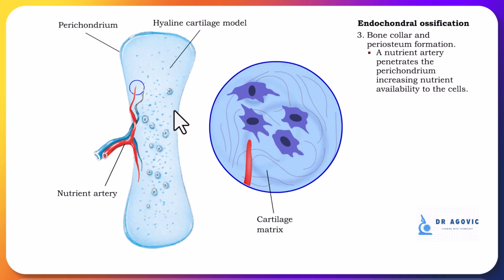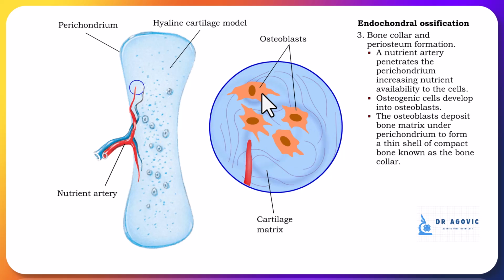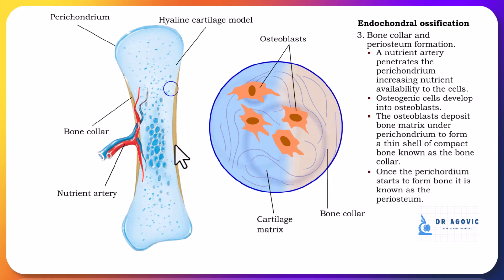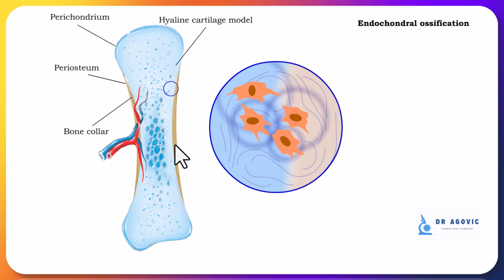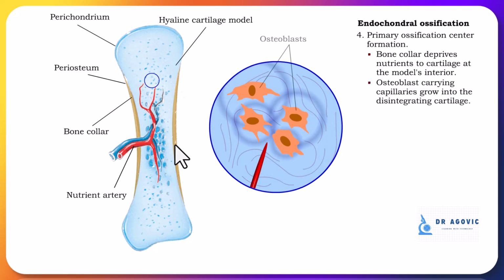A nutrient artery penetrates the perichondrium, increasing nutrient availability to the cells. Osteogenic cells are stimulated to differentiate into osteoblasts. These cells secrete matrix beneath the perichondrium that forms the thin shell of compact bone known as the bone collar. As the perichondrium begins to form bone, it is now called periosteum. The bone collar reduces diffusion to the cartilage inside the model, depriving it of nutrients.